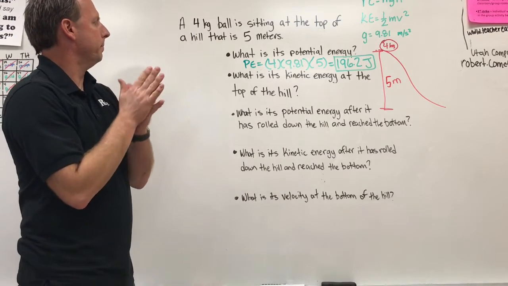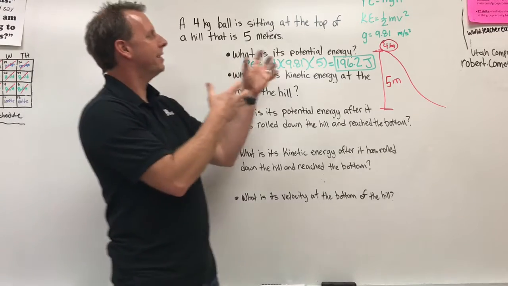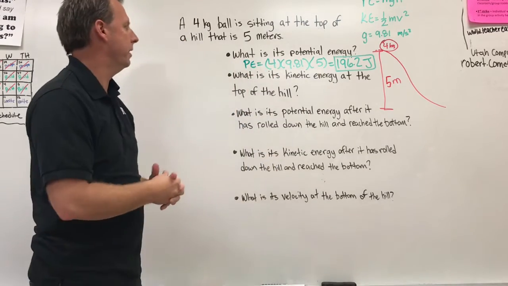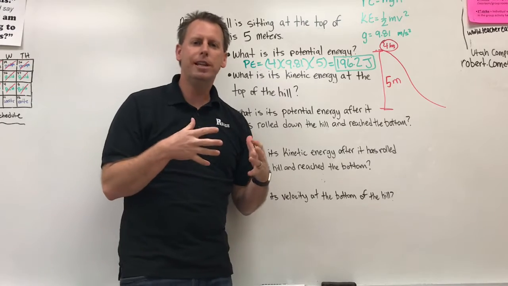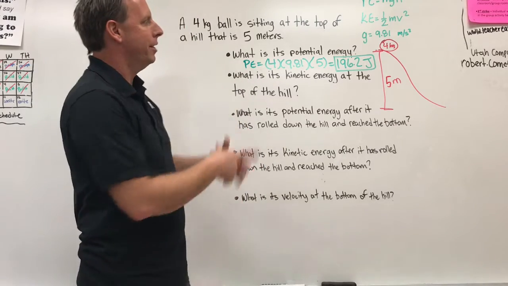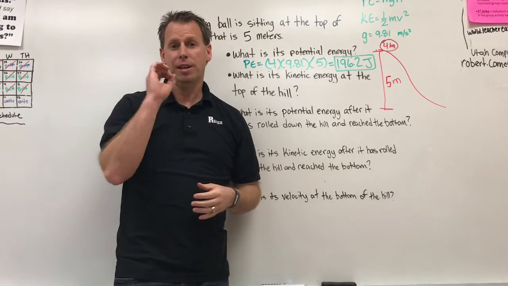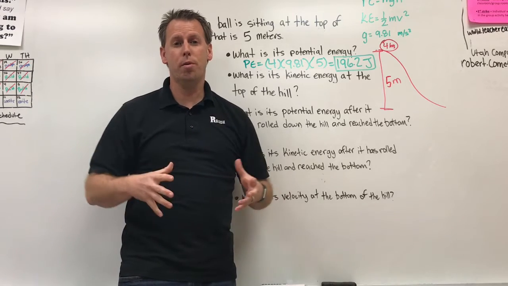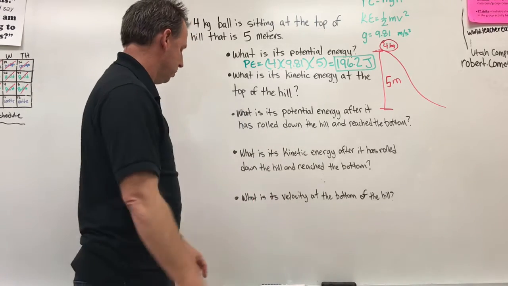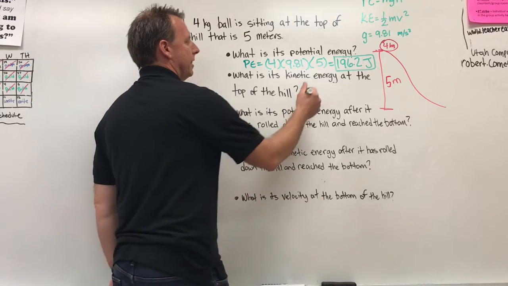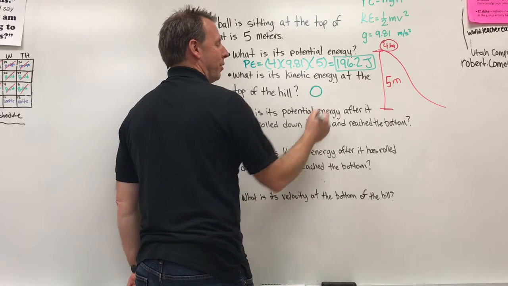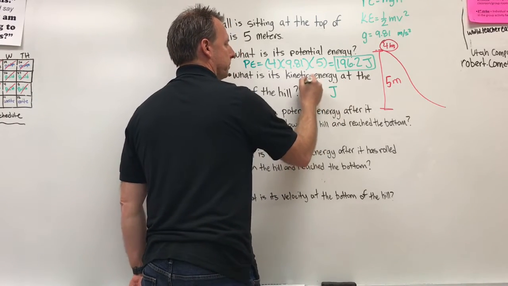Cool. The next question asks, what's its kinetic energy at the top of the hill? Well, remember, kinetic energy is the energy of motion, and right now, this ball is not moving. So it has 0 kinetic energy. There's no motion. It's not moving. So its kinetic energy at the top of the hill is just 0 joules.